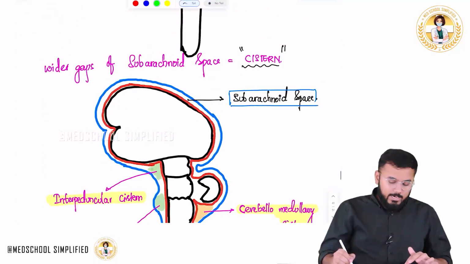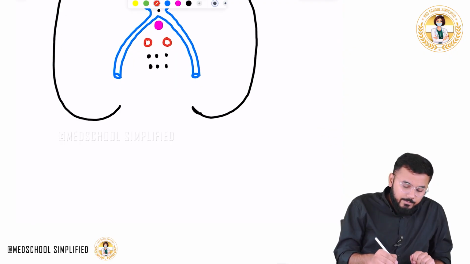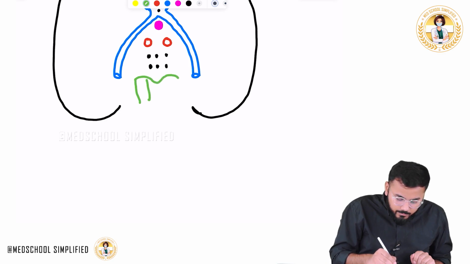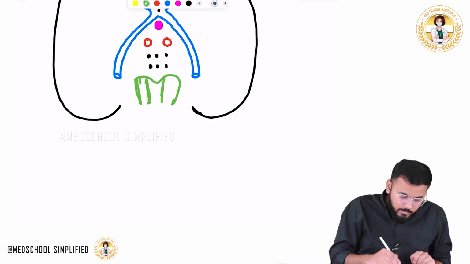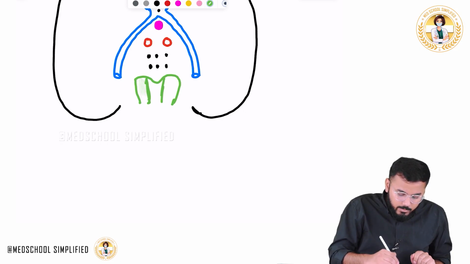Okay, so let us write that over here. Behind the posterior perforated substance, this structure which I have right over here is called your midbrain. Clear? So this structure over here is your midbrain.